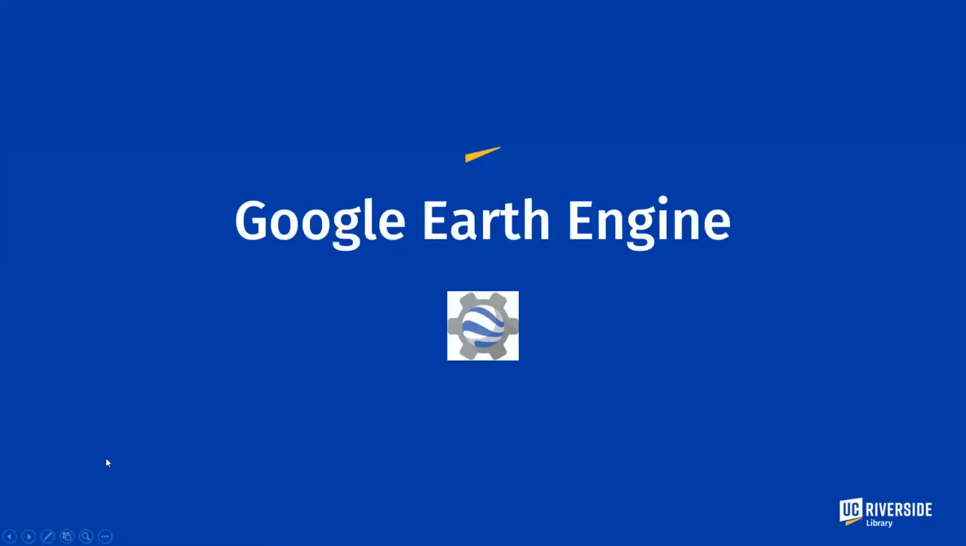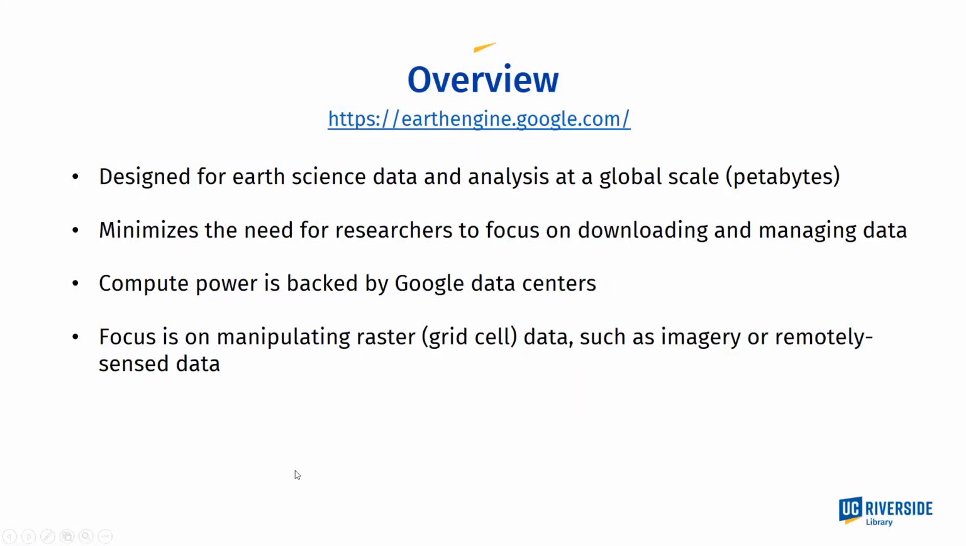Okay, well, let's go on to Google Earth Engine. This is a really powerful tool, especially for people who are investigating things like climate change and earth science impacts. It functions at a global scale, so it can handle petabytes of data. And it's great because researchers don't have to spend a lot of time in agony wondering how they're going to store all these image files, which are very, very dense, take up a lot of memory and so forth. They can just do it all in Google Earth Engine.